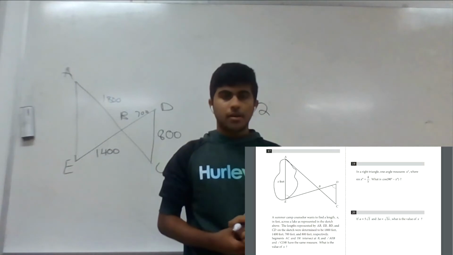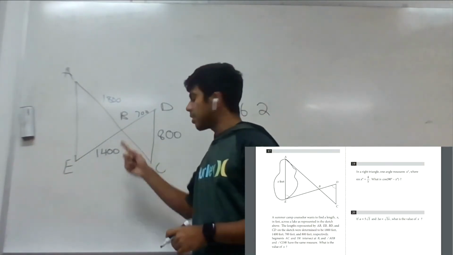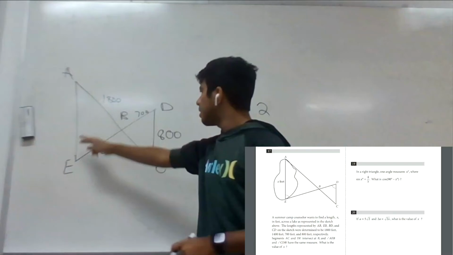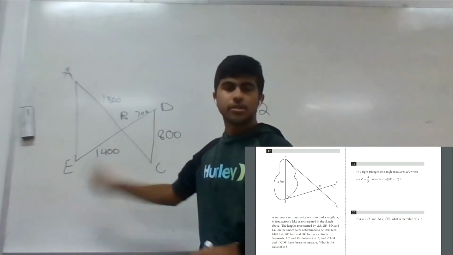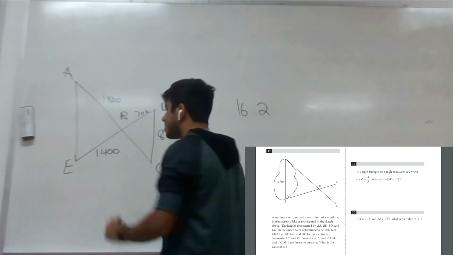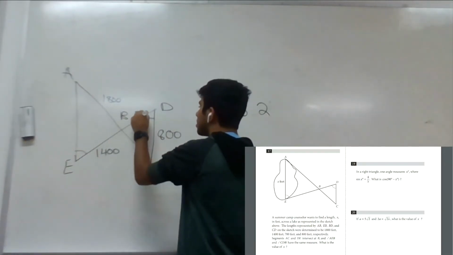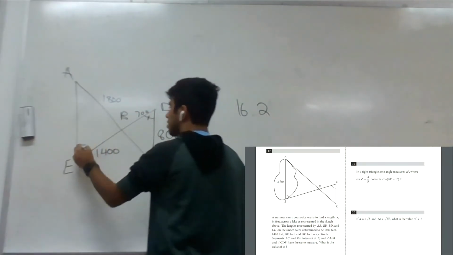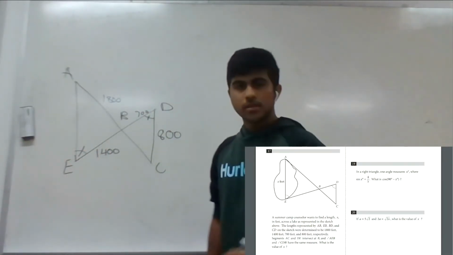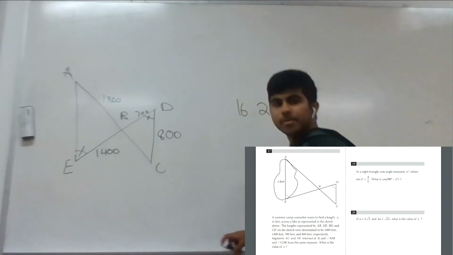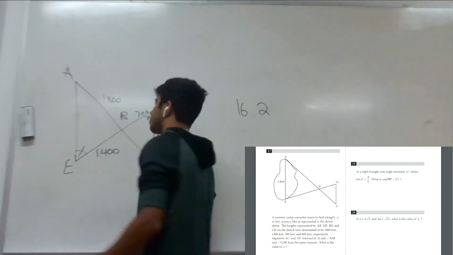And segments AC and DE intersect at B, and AEB is the same as EDC. Is that right? Yeah. Okay, so we're trying to find x right here.